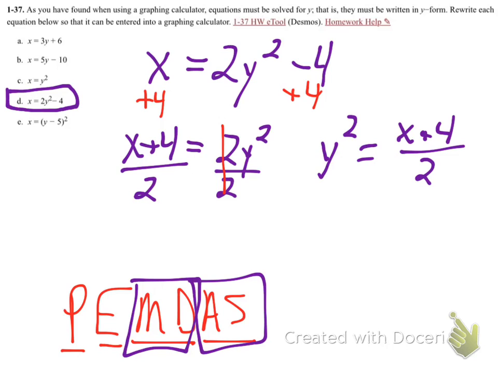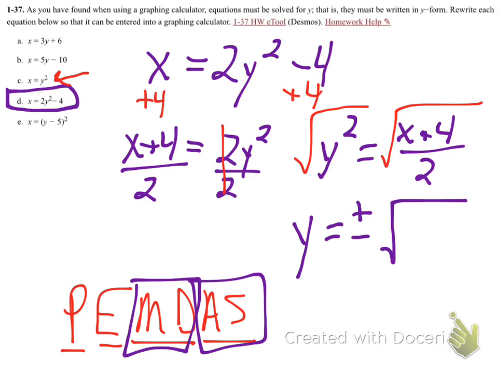So it's similar to the last problem. I now need to take the square root of both sides. And when I do that, I'm going to get two answers. Y is going to equal plus or minus the square root of x plus 4 over 2. And that is now my solution.